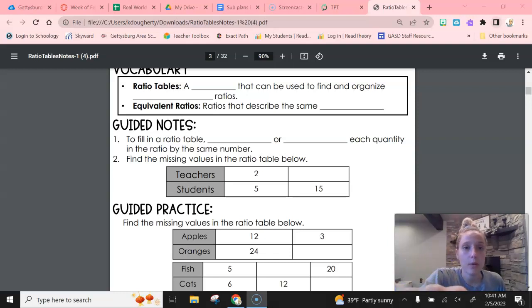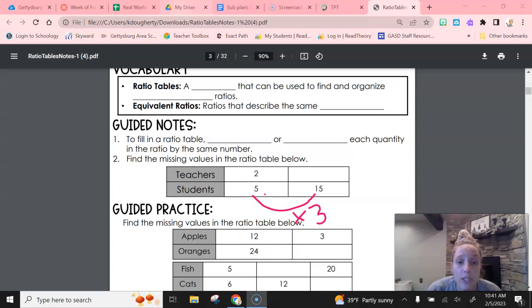So I'm going to draw a little arrow here. We're going from 5 to 15. You're thinking in your head, what is happening from 5 to 15? We know it's getting bigger, so we must be multiplying. 5 times what number gives us 15? This is where you really need to know your math facts. Or you can count by 5s to 15. 5, 10, 15. You should have got 3.